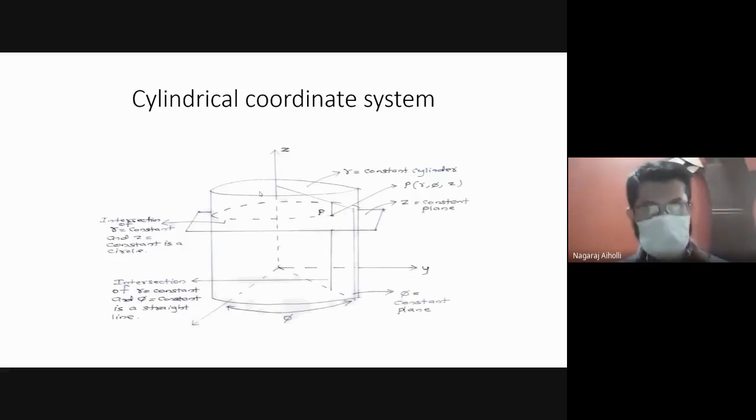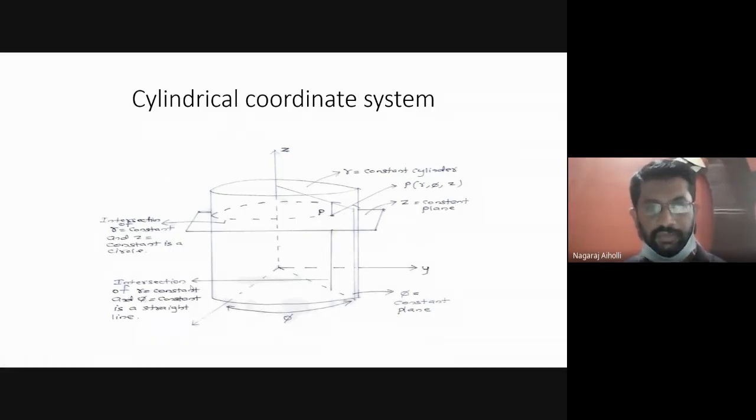Whenever there is an intersection of r equal to constant, the radius is constant, and z equal to constant, this is a z equal to constant plane, this is r equal to constant. When there is an intersection of these two, it will be a circle. So the intersection of r equal to constant and z equal to constant is a circle. What we are getting here, I have shown with the dashed marks. Next, the intersection of r equal to constant and phi equal to constant.